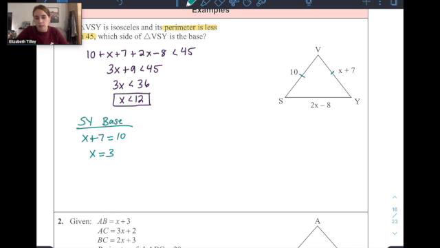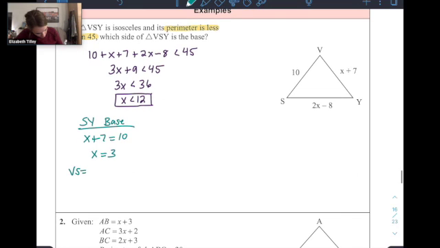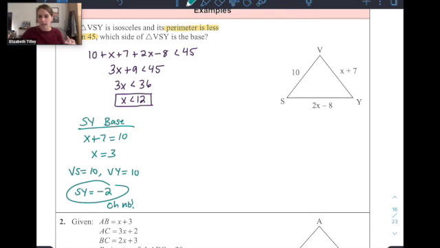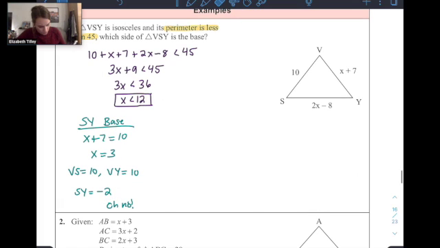Okay, well, that looks pretty promising. If x is 3, let's see what happens. So if x is 3, VS, we already know that's 10. That means VY is 10. And SY is 2 times 3 minus 8. It's 6 minus 8. SY is negative 2. Oh no! That's a negative side. That doesn't make sense mathematically. I can't have a negative segment when we're working with a triangle. So that means SY is not the base.